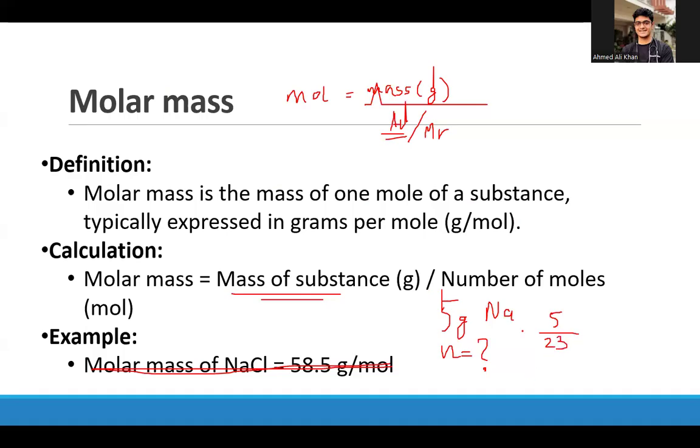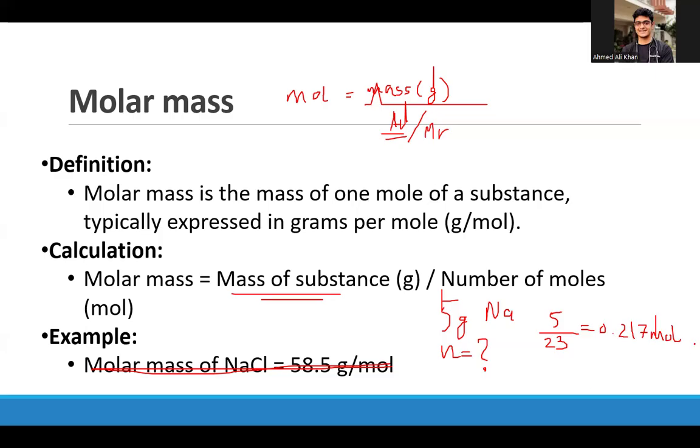So if I have 5 grams of sodium and I want to know how many moles of sodium I have, I'll just divide 5, the mass in grams, by the AR. Let me open up my calculator. 5 grams of sodium divided by 23 equals 0.217 moles.